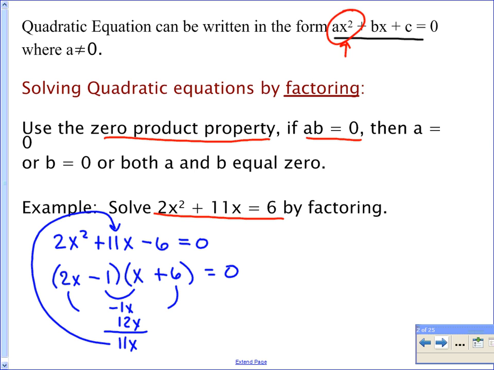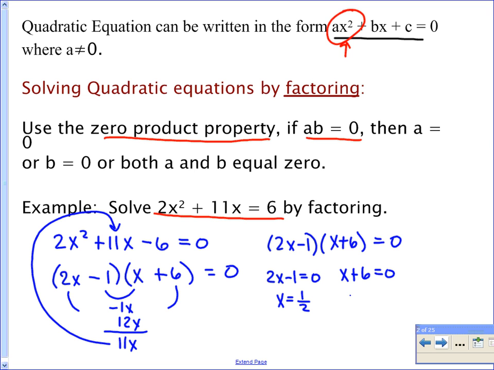And so now I'm just going to rewrite this over here. Now I'm going to use my zero product property to actually solve it. So by the zero product property, 2x minus 1 could equal 0, or x plus 6 could equal 0. And if 2x minus 1 equals 0, then x is going to be a half. And if x plus 6 equals 0, then x is going to be negative 6. And those are my two solutions. Okay, so that's solving by factoring.